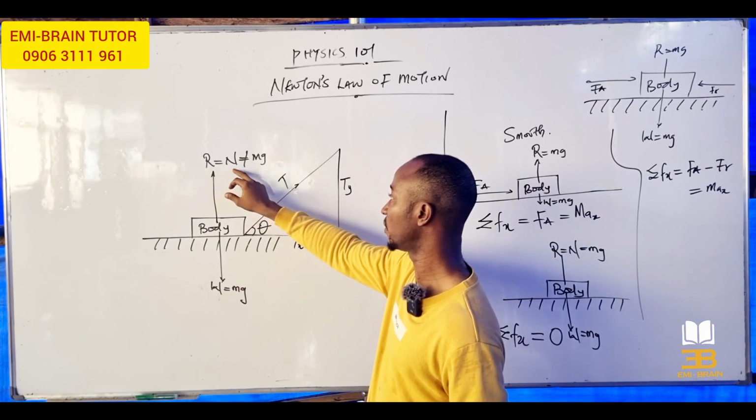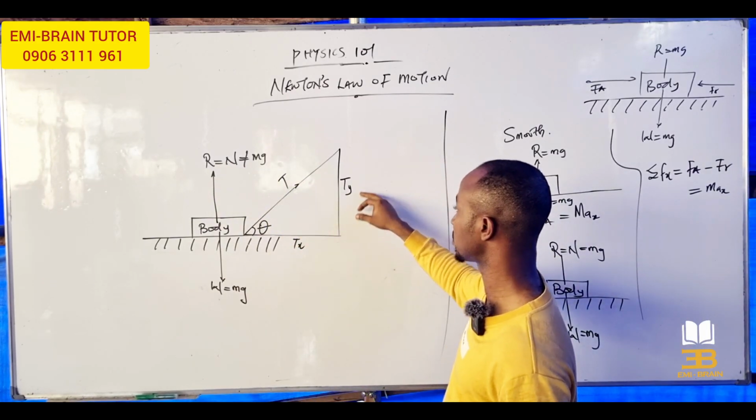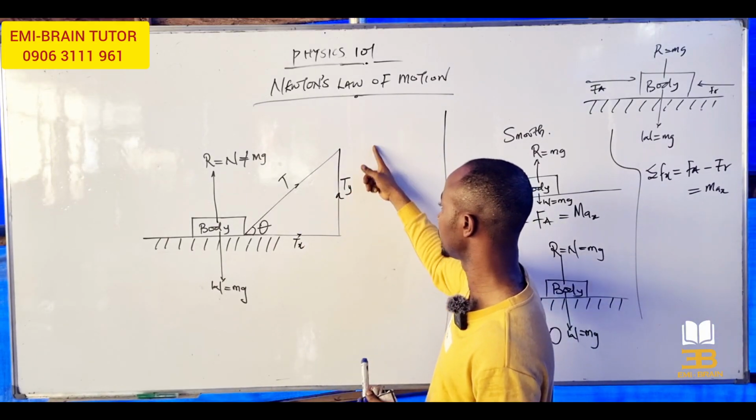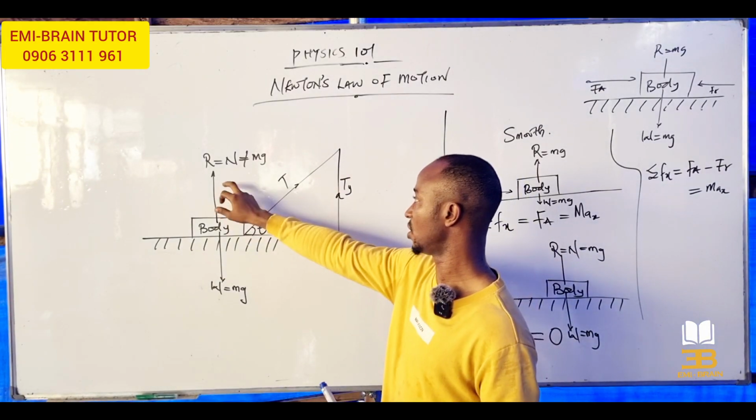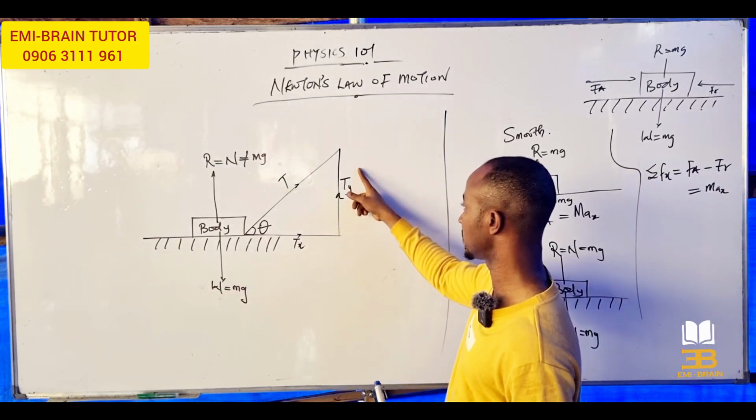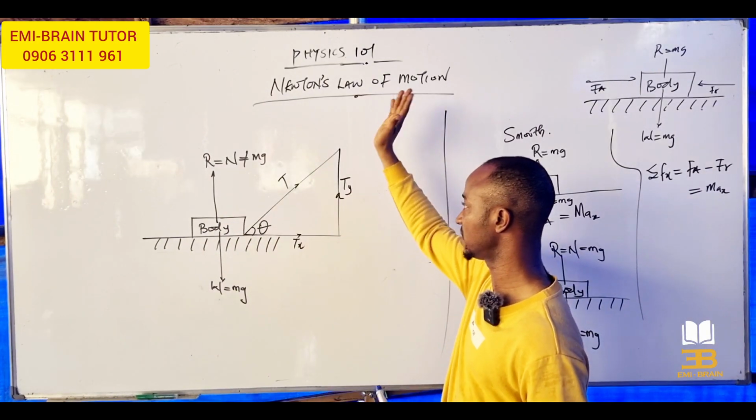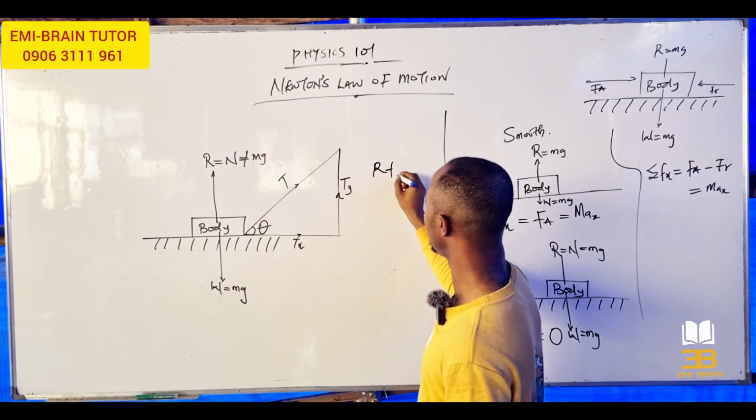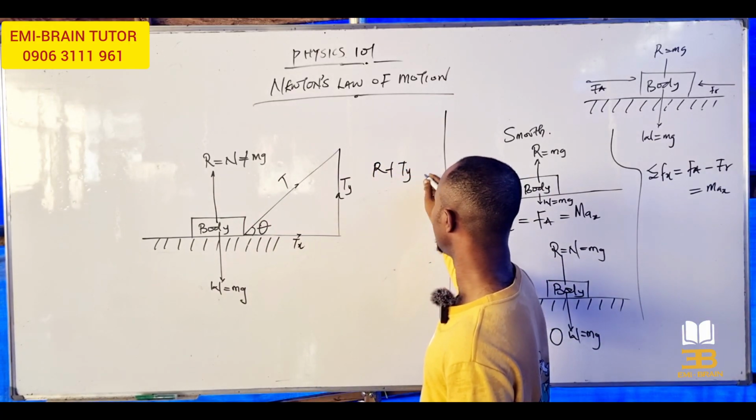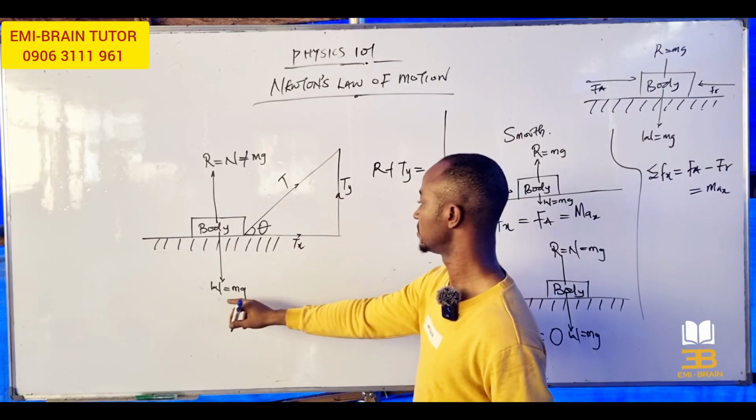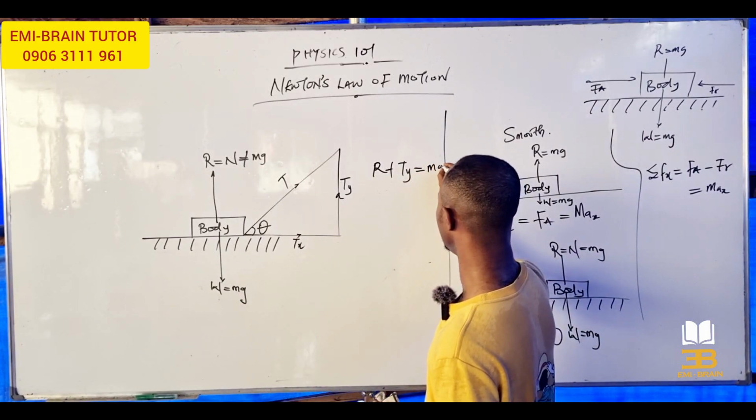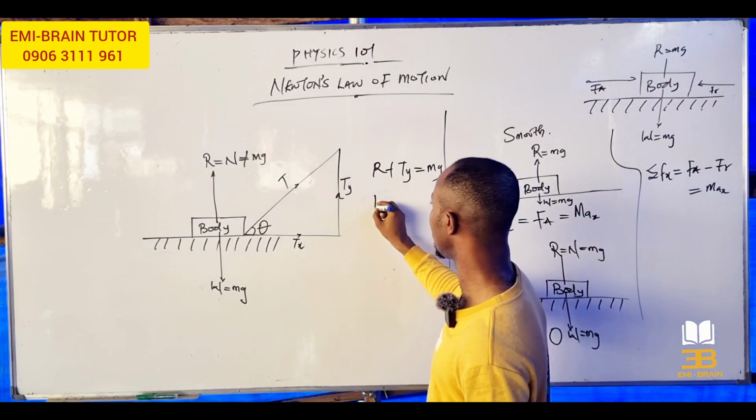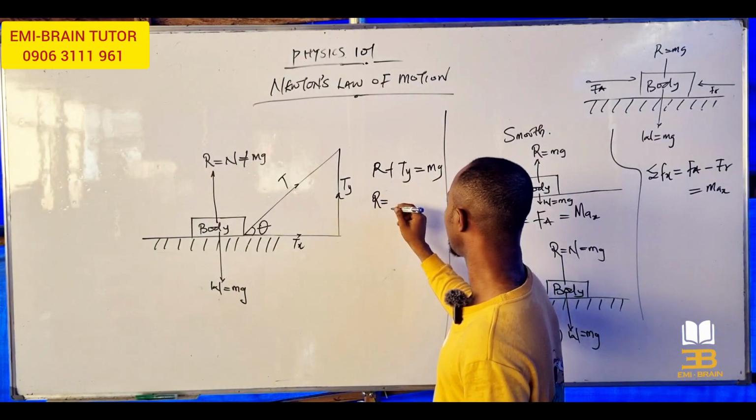So this normal reaction can no longer be equal to mg because I have a tensional force that is supporting it. And this tensional force Ty is acting in the same direction as the normal reaction. So the sum of all forces acting vertically upward is simply R plus Ty. And this sum of all forces should be equal to the sum of all downward forces. R plus Ty equals mg. From here I can make R the subject of the formula. My normal reaction then becomes what?